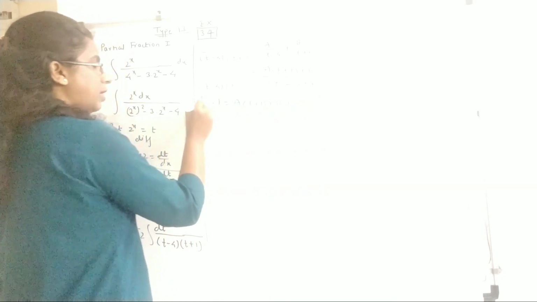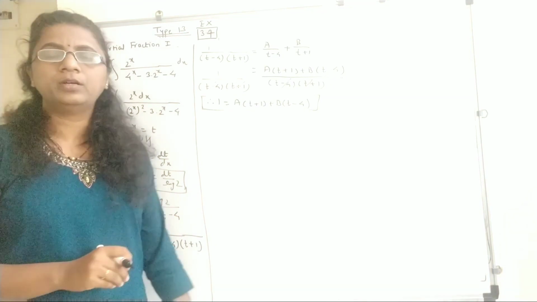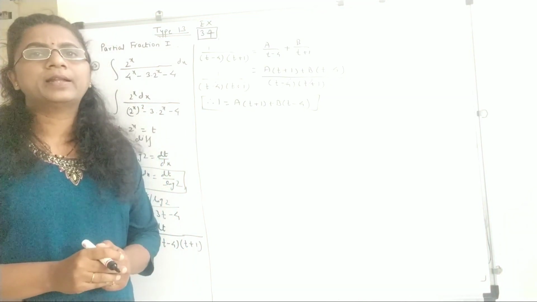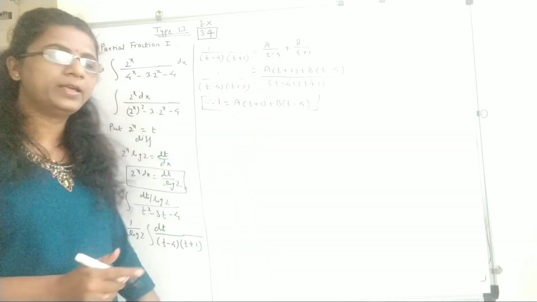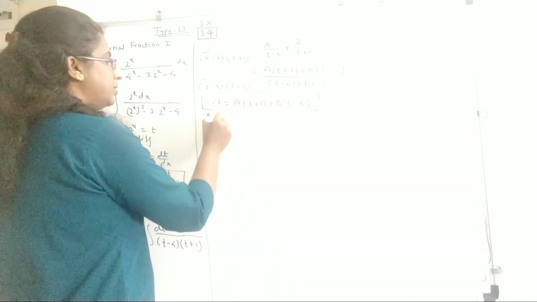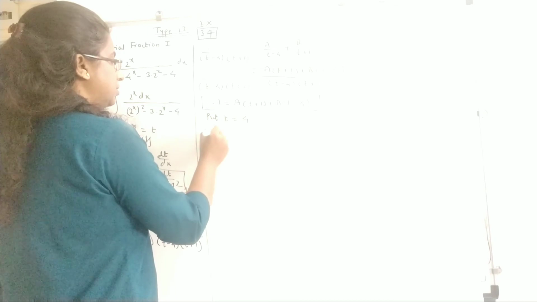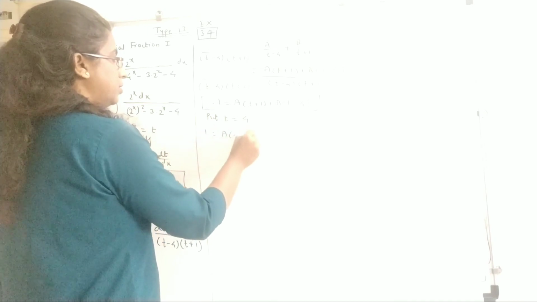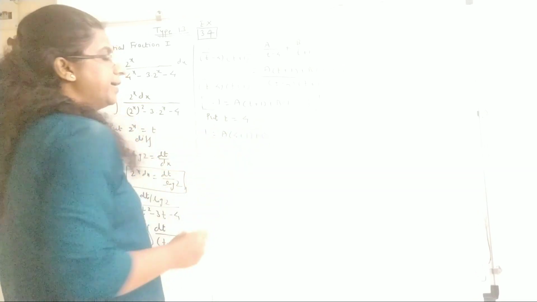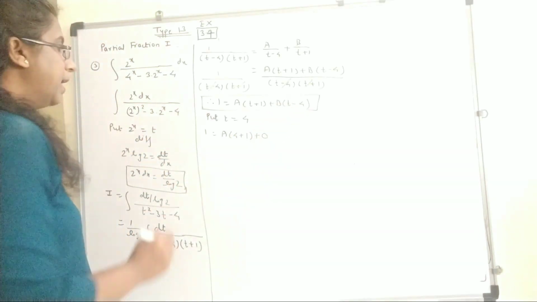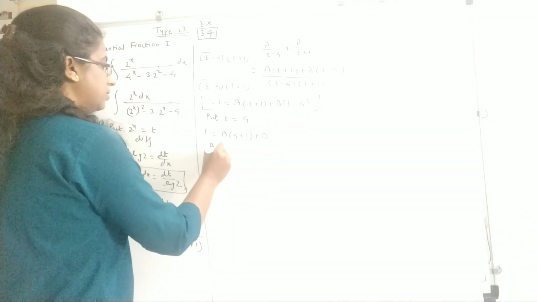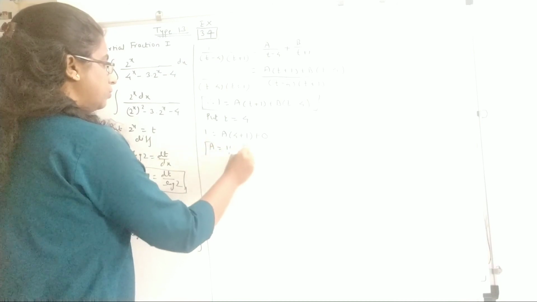Now the next step is very important. After this you have to find the values of a and b. Consider the first factor t minus 4, so we substitute t is equal to 4 in the same equation. Substitute 4 in place of t, the second term will be 0, 4 minus 4 is 0. And so a will be 1 upon 5.